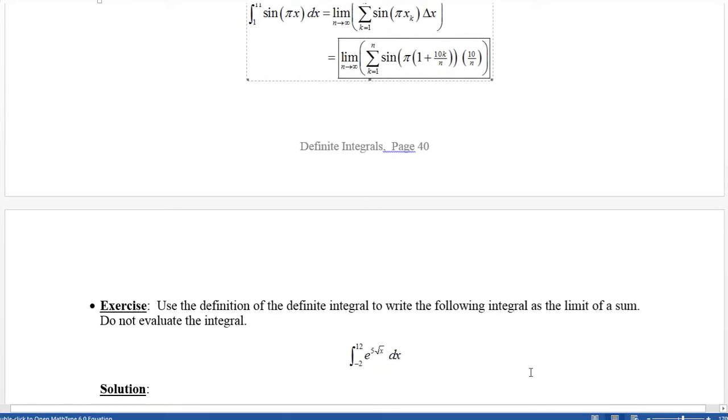All right, so our new example is this one. See if you can do this one yourself. It's the integral from negative 2 to 12 of e to the power 5 square root of x dx. See if you can also take this one and rewrite it as the limit of a sum. Don't worry about trying to evaluate the integral. Just rewrite it in that different form. That's what it means by the definition. See if you can do that on your own and come back when you're ready. Press pause now.